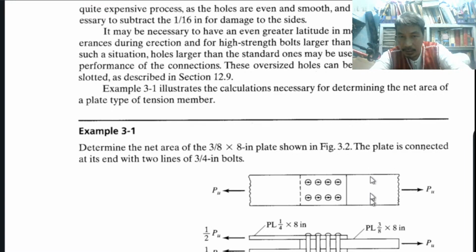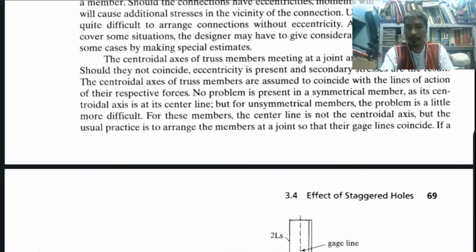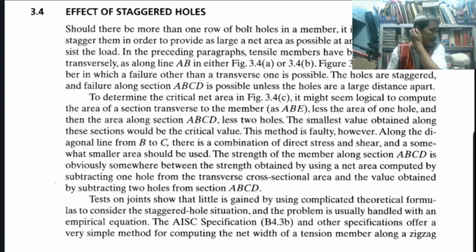So which is the shortest path? This one or this one? This one is the shortest path because there are holes. Which one is the shortest path, transverse or diagonal? Transverse is shortest rather than diagonal. So, therefore, let's go back. They assume failure transverse.